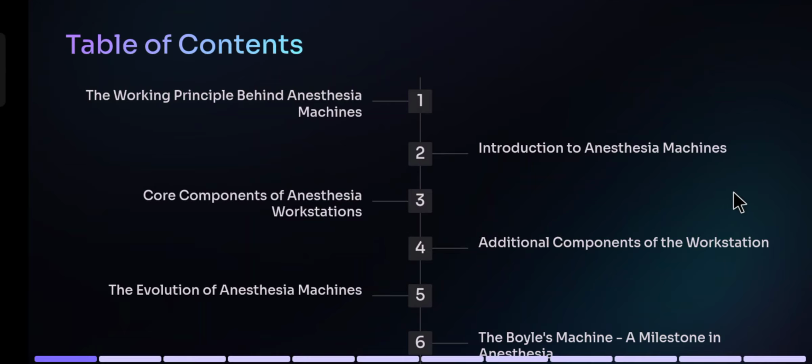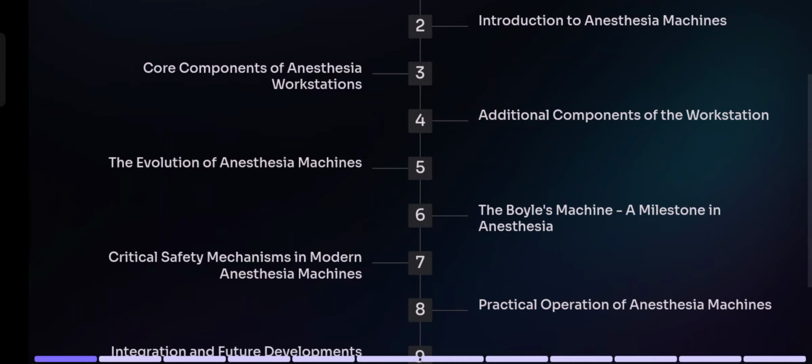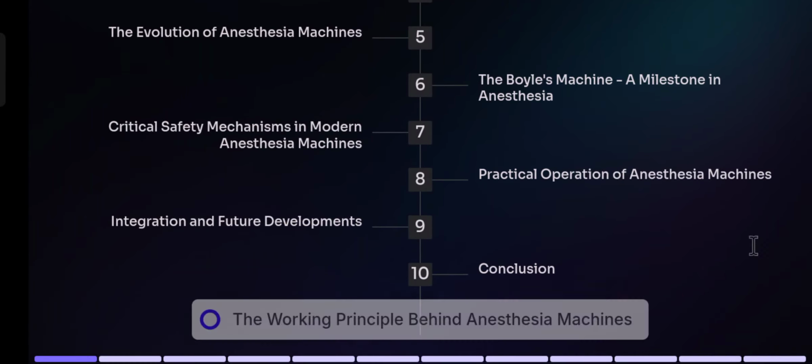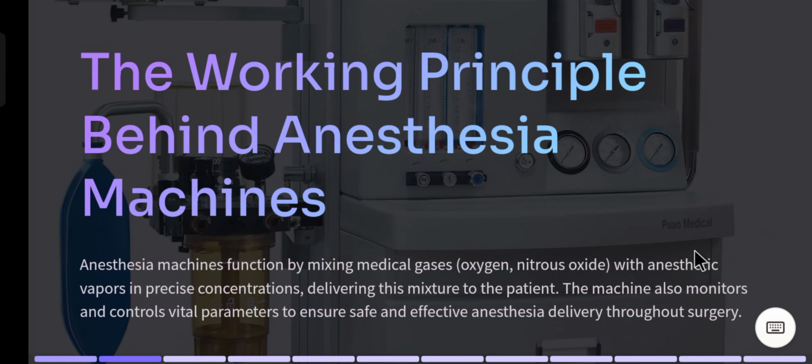Let's jump right in. Slide 1, Title Slide. Title: The Working Principle Behind Anesthesia Machines. Overview: The slide briefly states that anesthesia machines are crucial in modern healthcare for delivering controlled mixtures of gases and medications during surgery, ensuring minimal discomfort for patients.